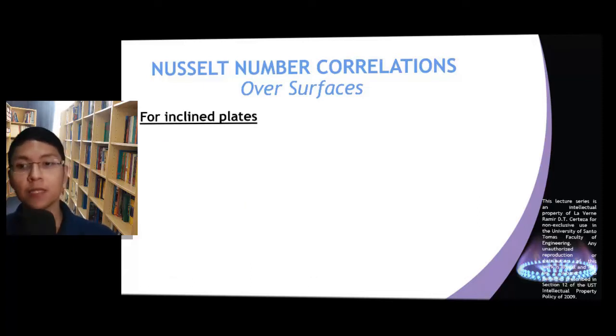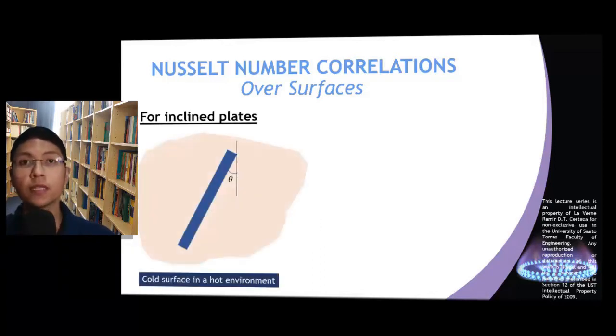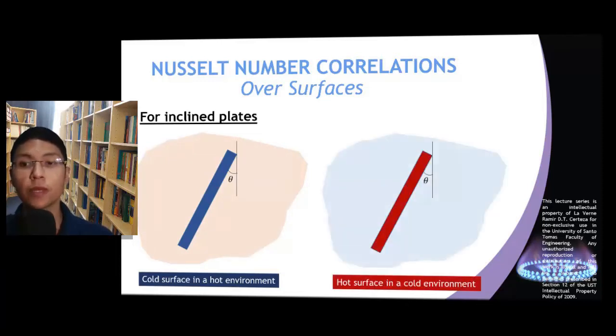For inclined plates, we must consider two cases when evaluating the Nusselt number. First is when a cold plate is placed in a hot environment, and second is when a hot plate is placed in a cold environment. Both plates are inclined at an angle of theta from the vertical axis. Now let us see how the fluid surrounding these surfaces moves in each case.